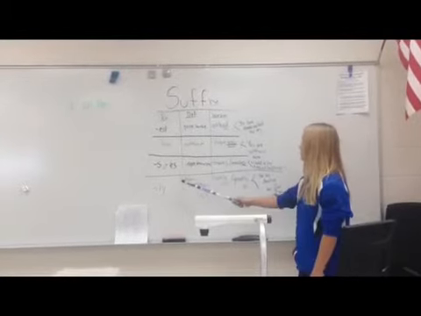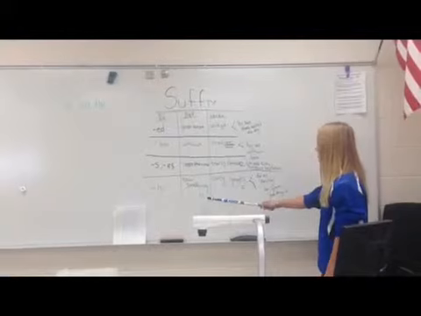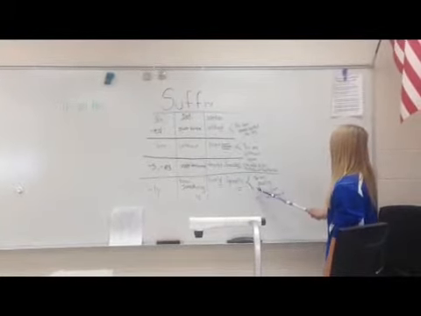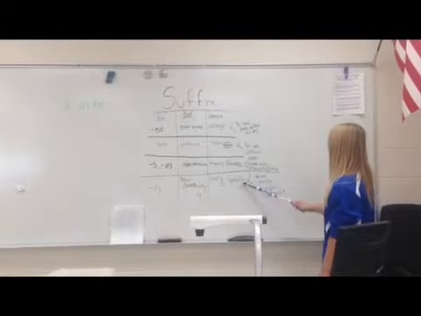The final example is ly. The definition is how something is. Lovely and greatly are two good examples. You're showing how great something is by saying greatly and adding the ly to it.